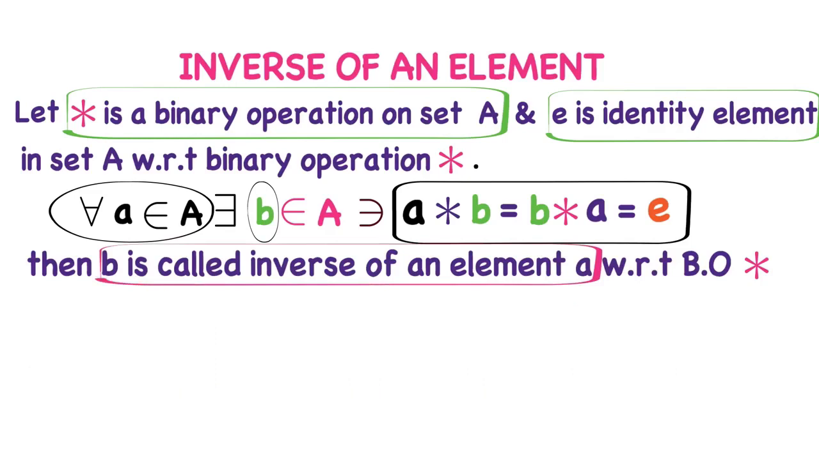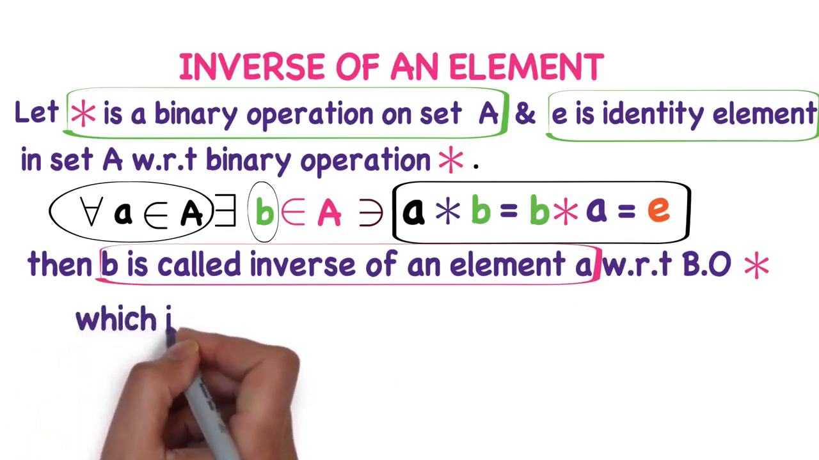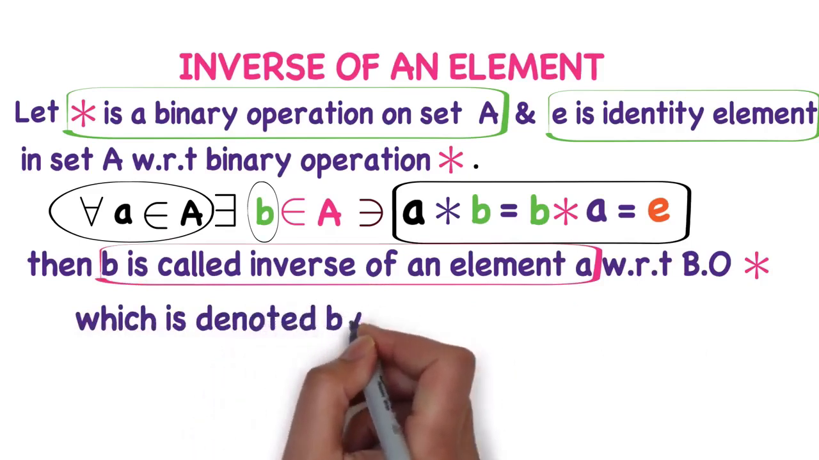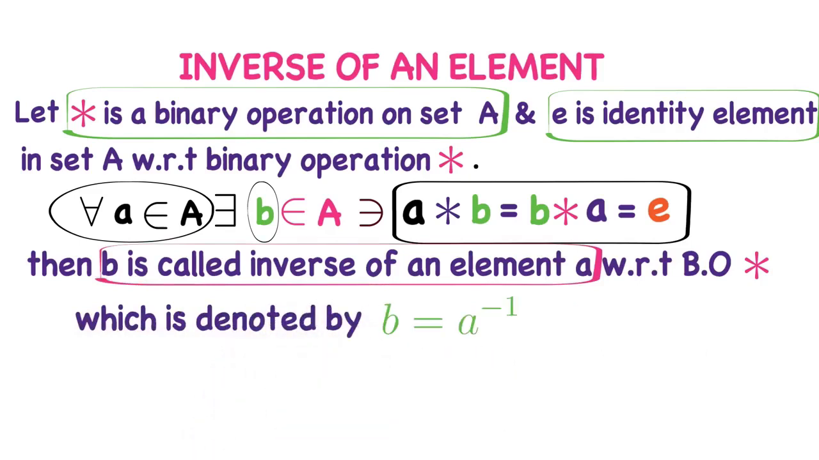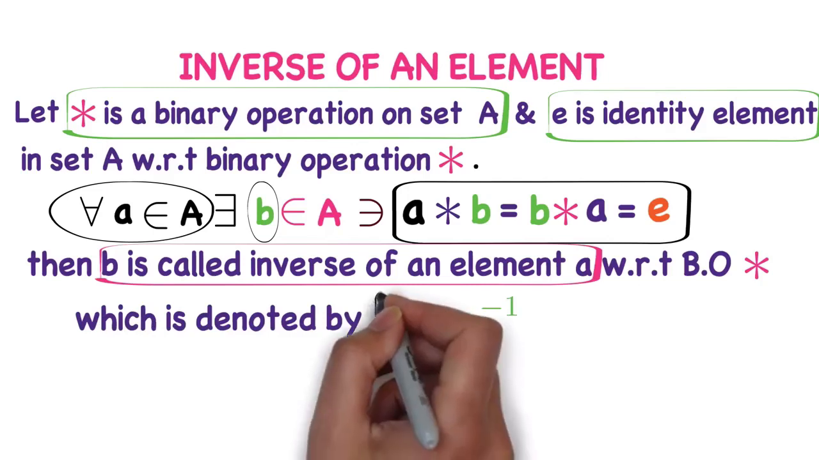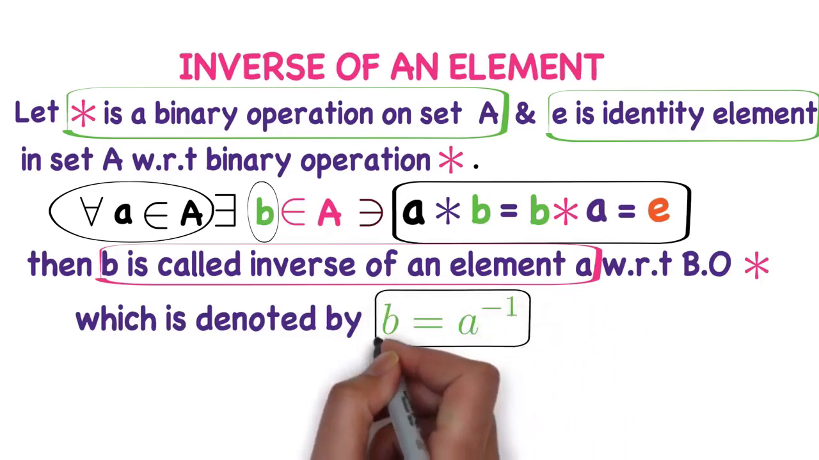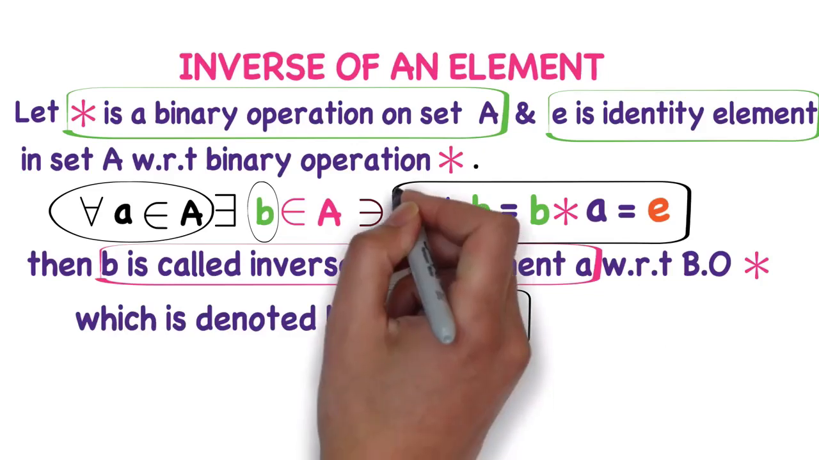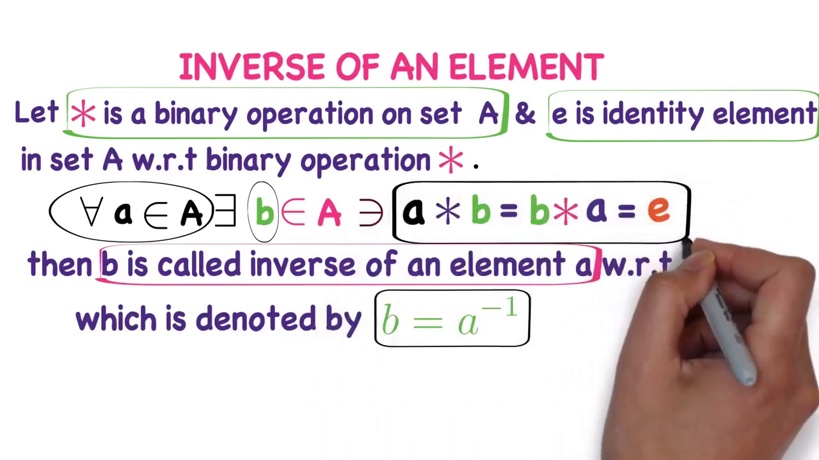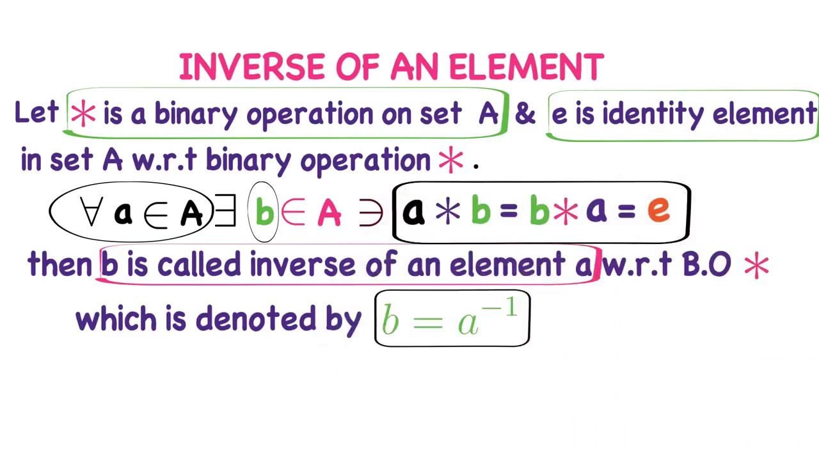b is called the inverse of the element a, which is denoted by, try to understand this: b is the inverse of a. So that's why it is denoted like this: b equals a inverse. Observe this condition and replace b with a inverse. Then what will you get? a star a inverse equals a inverse star a equals e.